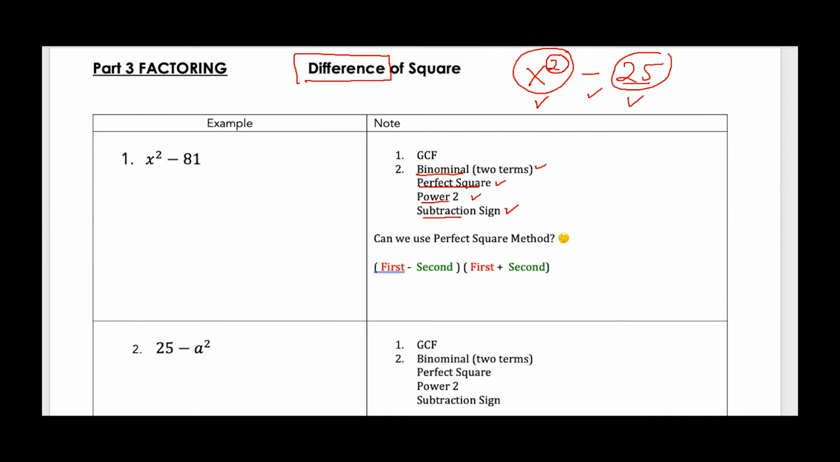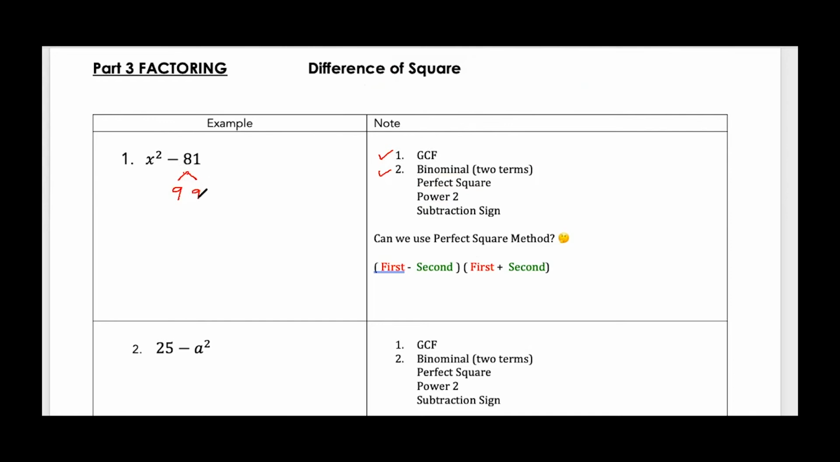So how can we do this? Let's give it a try. I'm starting out with this question, and I would like to break it down. First things first, we check, do they have anything in common? x squared and 81, nothing in common, so no GCF. Are they a binomial? Yes, they have two terms, 1, 2. Okay, are they perfect squares? Yes, 81 is a perfect square, it's going to make 9 and 9. Do they have a power of 2? Yes. Okay, here we go.